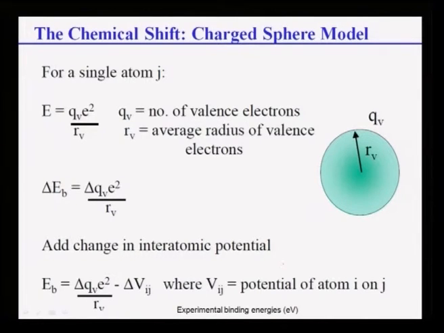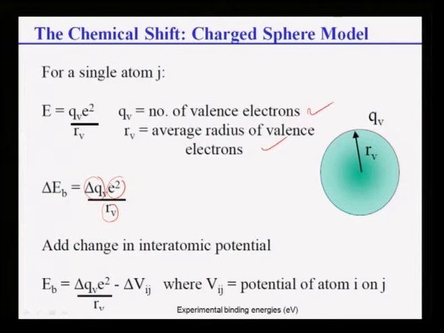For a single atom which has a certain number of electrons, the electrostatic potential is given by Coulomb's law: Q_v is the number of charges times the electron charge squared, divided by r_v, where r_v is the average radius of the valence electrons. Q_v is the number of electrons and r_v is the distance. So the change in the binding energies is obviously due to the change in the number of valence electrons; the other two do not change.